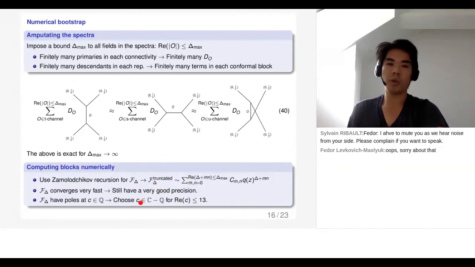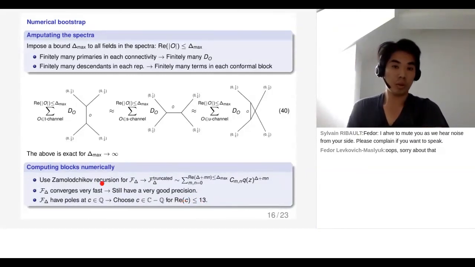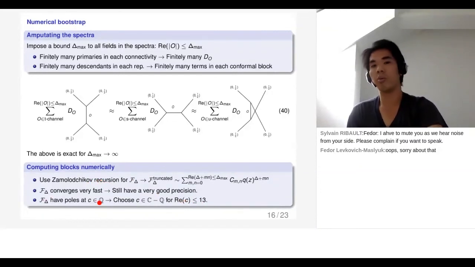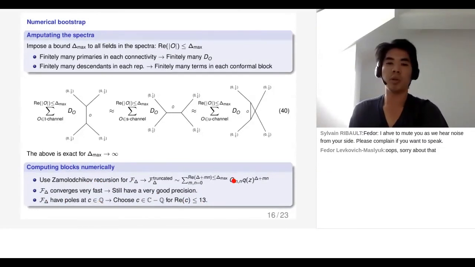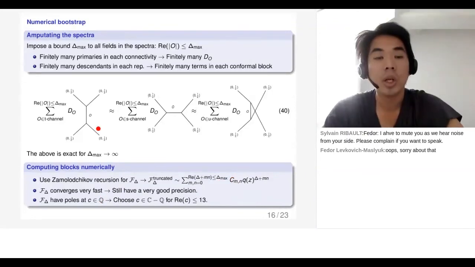And so again, we are always at generic central charge. However, the central charge needs to satisfy this inequality. So this is the condition for which the conformal block F here converges. As a side remark, this recursion tells us that the conformal block F can have a very complicated structure of poles at rational central charge due to the coefficient C here, but we do not have to worry about that. And so we know how to compute the blocks now.